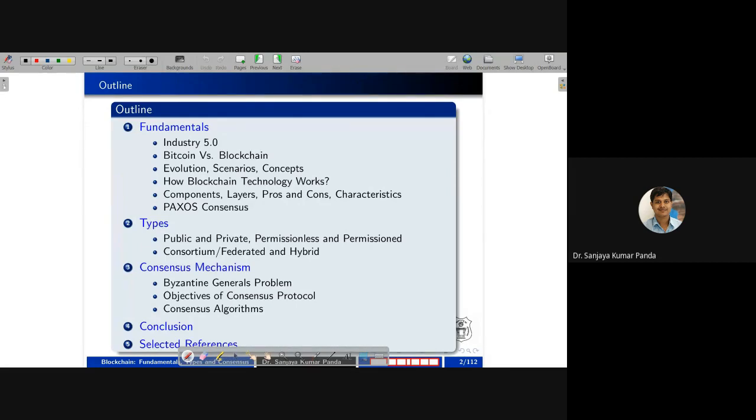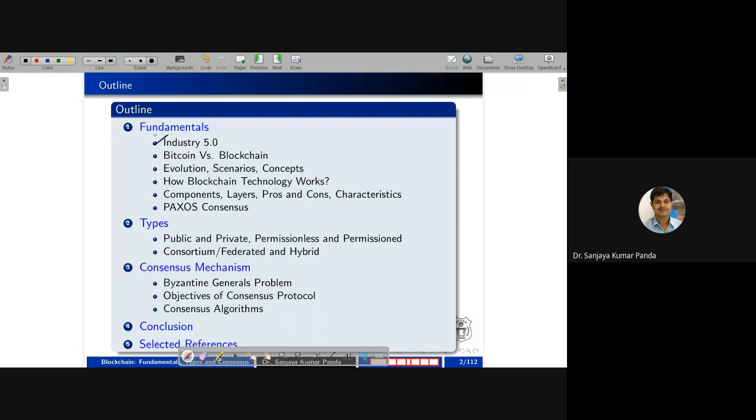Now all the technologies are heading towards Industry 5.0 from Industry 4.0. So first we'll see the difference between Industry 1.0 to Industry 5.0, starting from hydropower; today we are talking about robots. What were the inventions that happened between 1.0 and 5.0, and the future of blockchain technology.